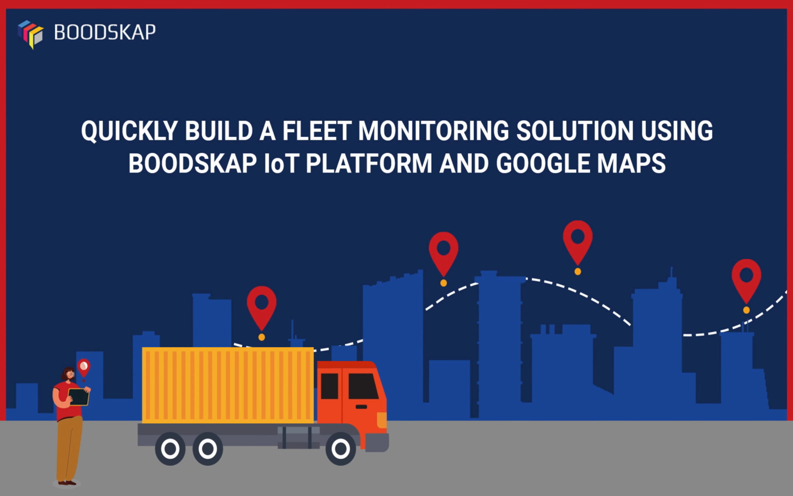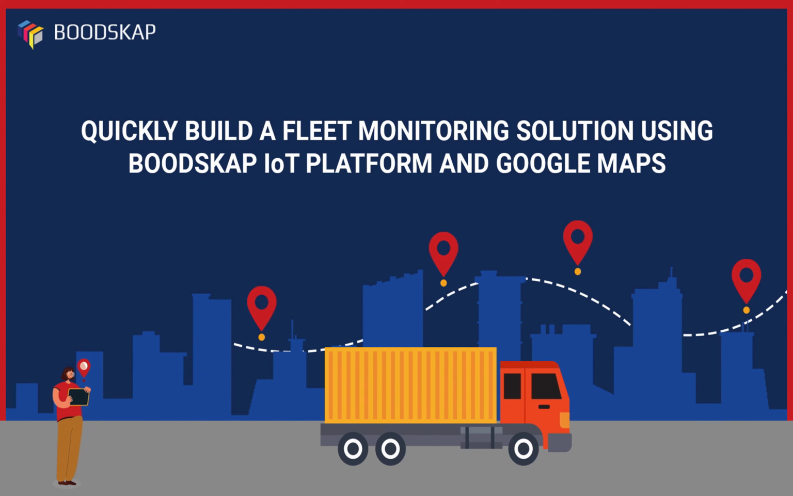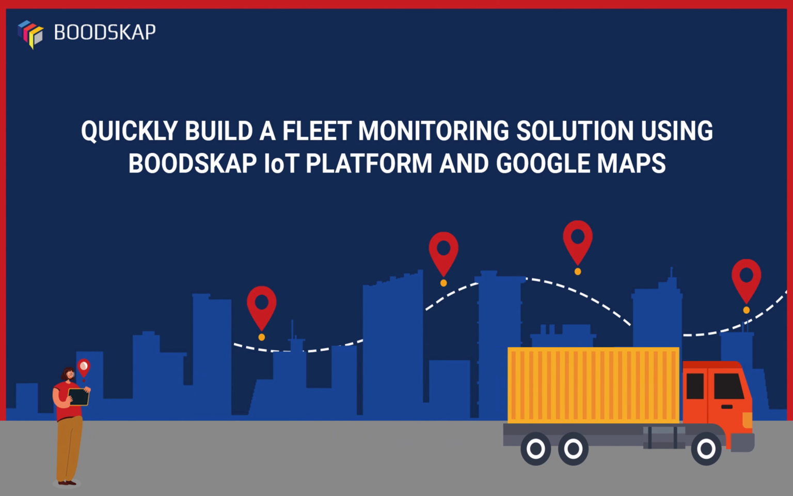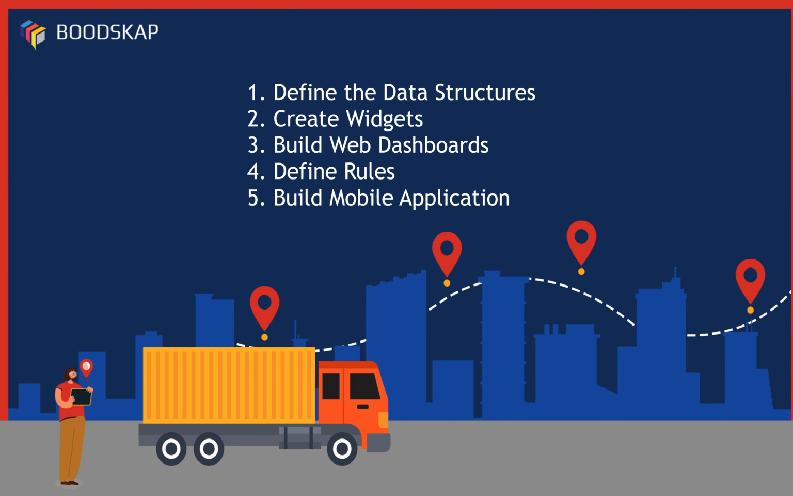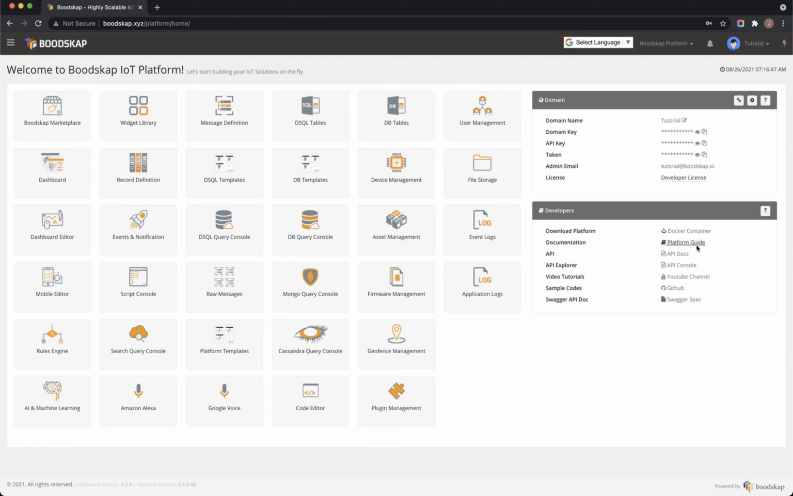In this tutorial, we are going to quickly build a fleet monitoring solution using Boodskap IoT platform and Google Maps. There are 5 different steps that need to be done to build this solution. Define the data structures. Create widgets. Build web dashboards. Define rules. And build mobile application. Let's go to the platform guide.